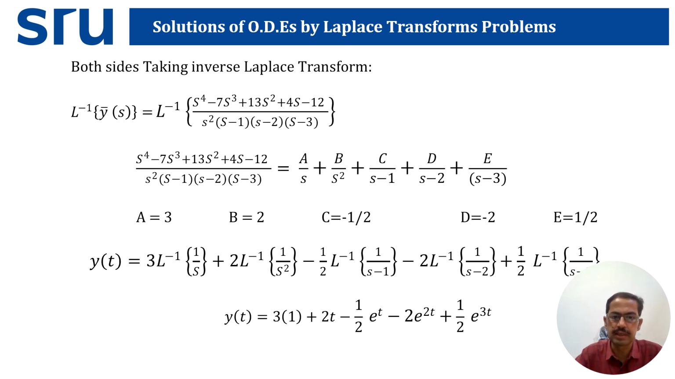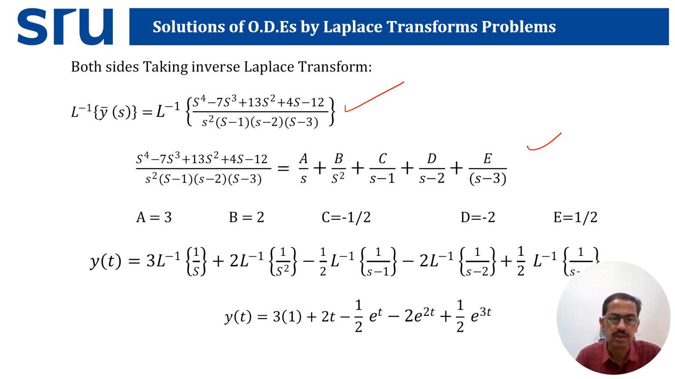So split into partial fractions. To take the inverse Laplace transform, split into partial fractions. This is a big fraction. So a by s, b by s square, c by s minus 1, d by s minus 2, e by s minus 3.